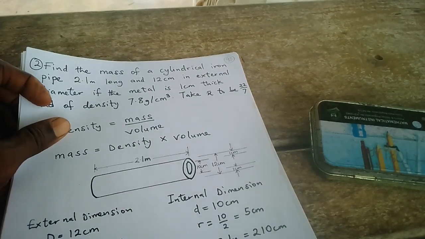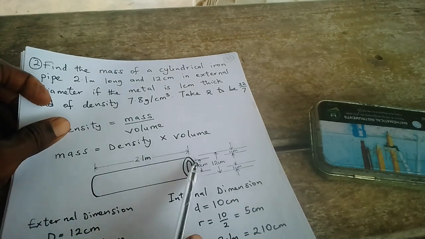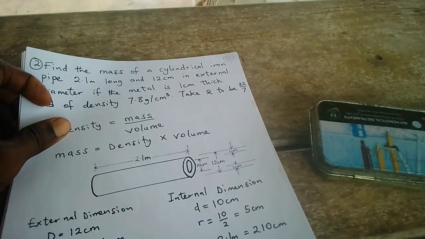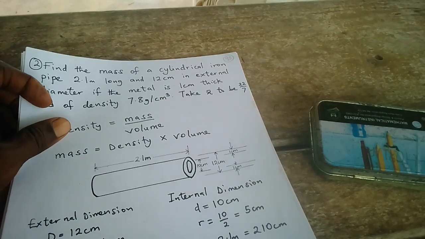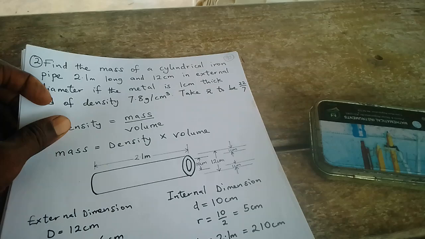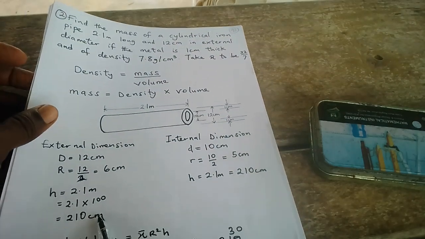So the height is taken to be 2.1 meters. Since the unit is in centimeters, we must convert this also to centimeters. Multiply it by 100, you get 210 centimeters.